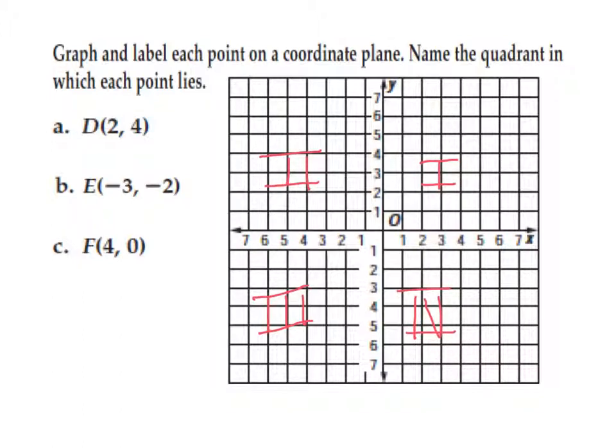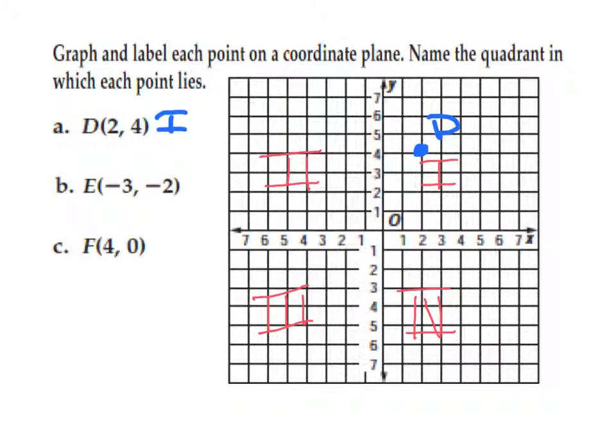Alright, with my coordinates labeled, now it's time to plot these points. D. I notice that D is x is at 2 and y is at 4. So I start at the origin. +2 means I go to the right, and a +4 means I go up 4. And I place a dot where the 2 and the 4 meet, and I label it D. So that means that D is in quadrant 1.